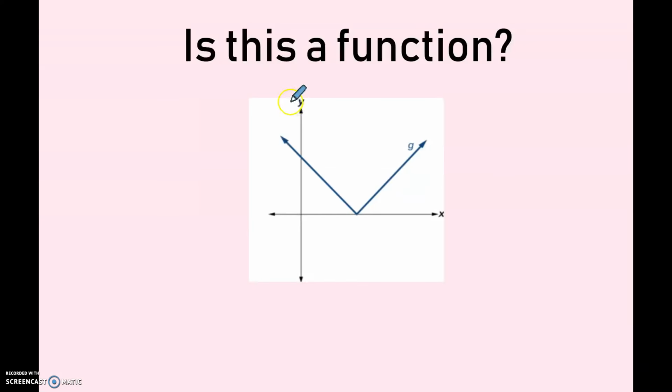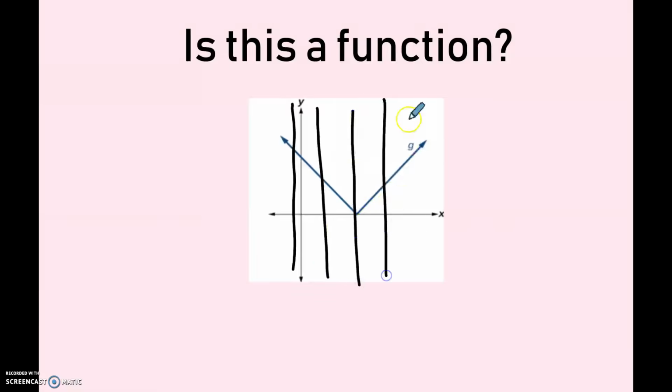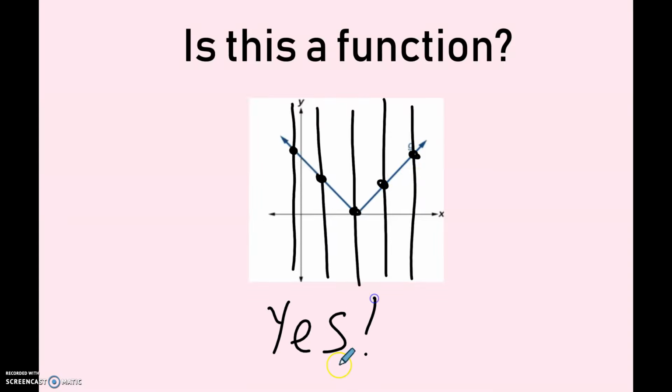Using the vertical line test, I'm going to imagine I drew a bunch of vertical lines down my entire graph from left to right. And notice how every single time I did that, I only hit the graph once. So that means, yes, this is a function.